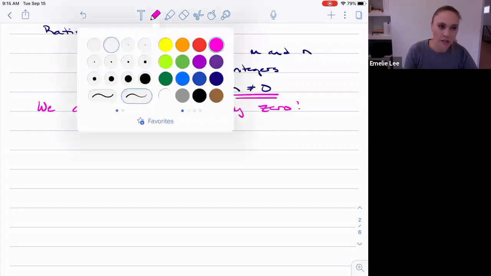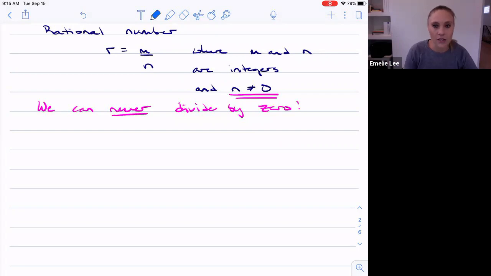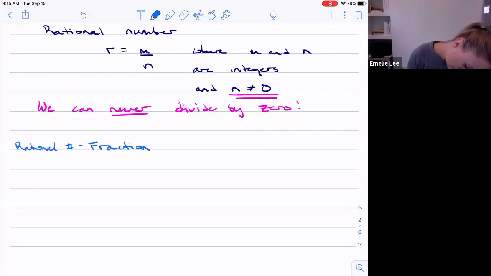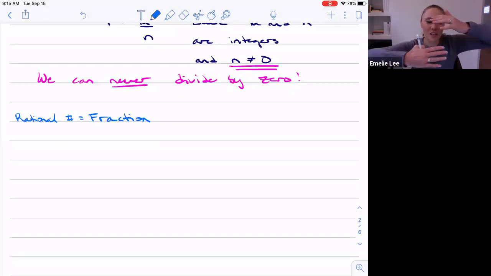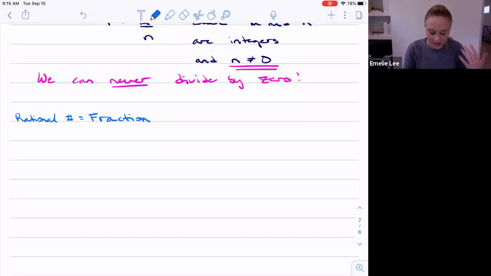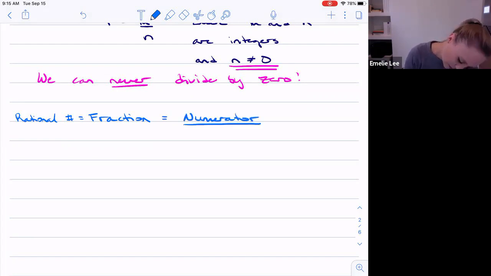Just in terms of terminology, a rational number, often we'll call it a fraction. So a rational number is a fraction. And when we're talking about fractions, we're going to be talking about the numerator and the denominator, right? We need to dust off the terminology here. So we've got the numerator on top, the numerator over the denominator.